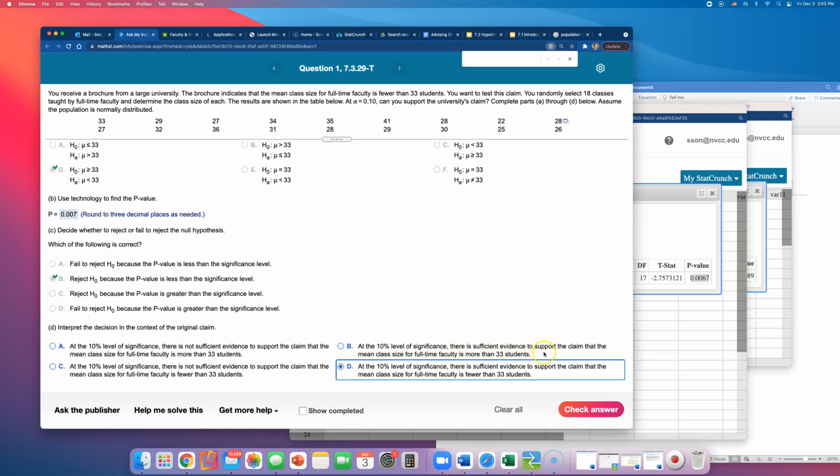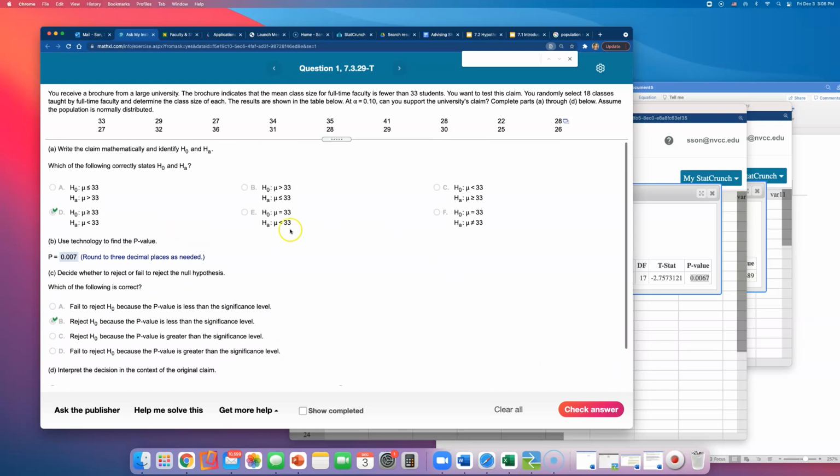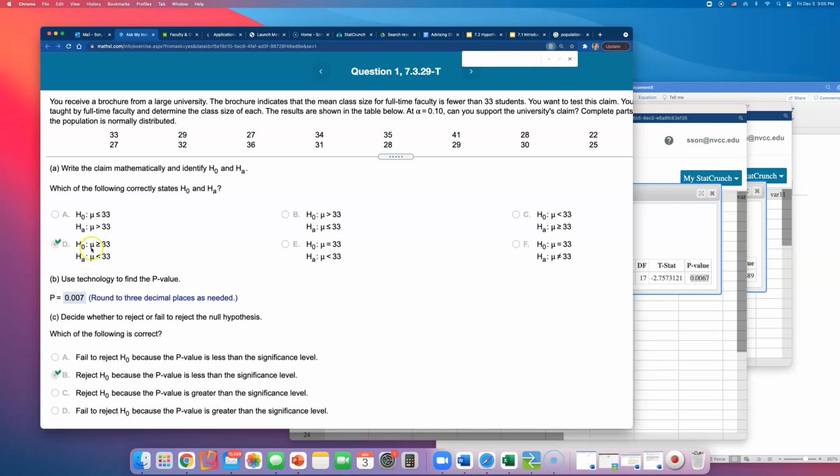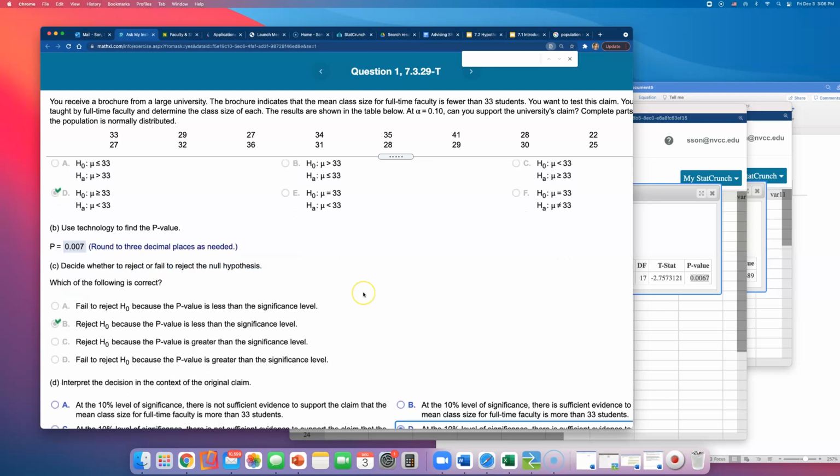There is sufficient evidence to support the claim. Now, what was the claim? I didn't read that part because you already answered it for me. The claim was that it's fewer than 33. So the claim being made was that the class size is fewer than 33. Think about this for me. We just rejected the null hypothesis. We rejected H0, okay? If you reject it, you go and believe the alternative. We're going to believe that it is actually less than 33. So we have evidence to support the claim being made.